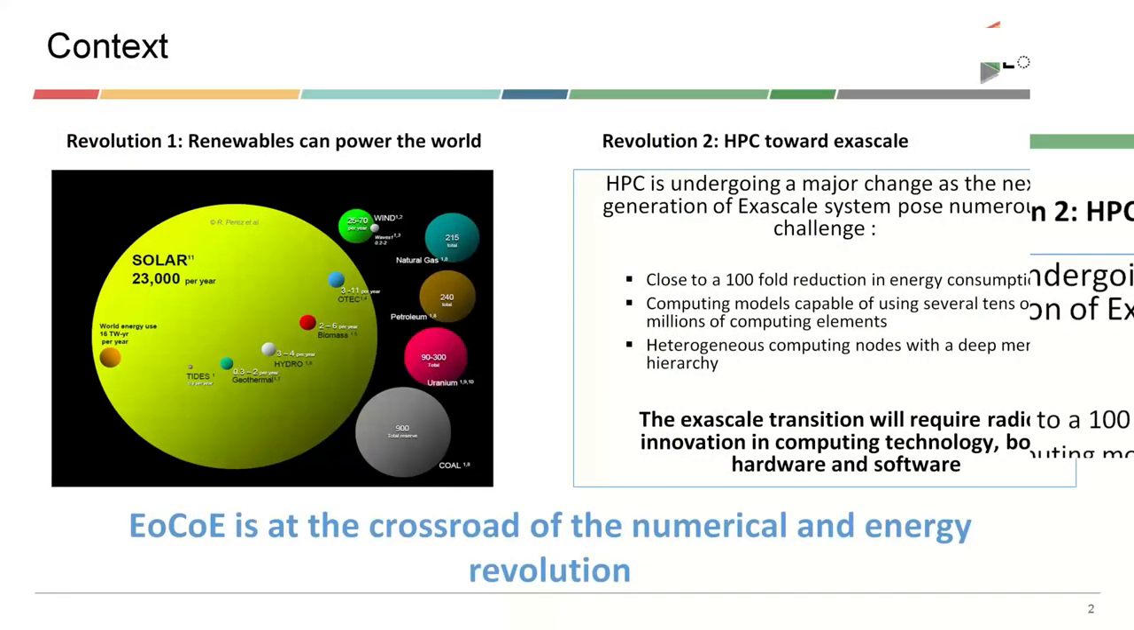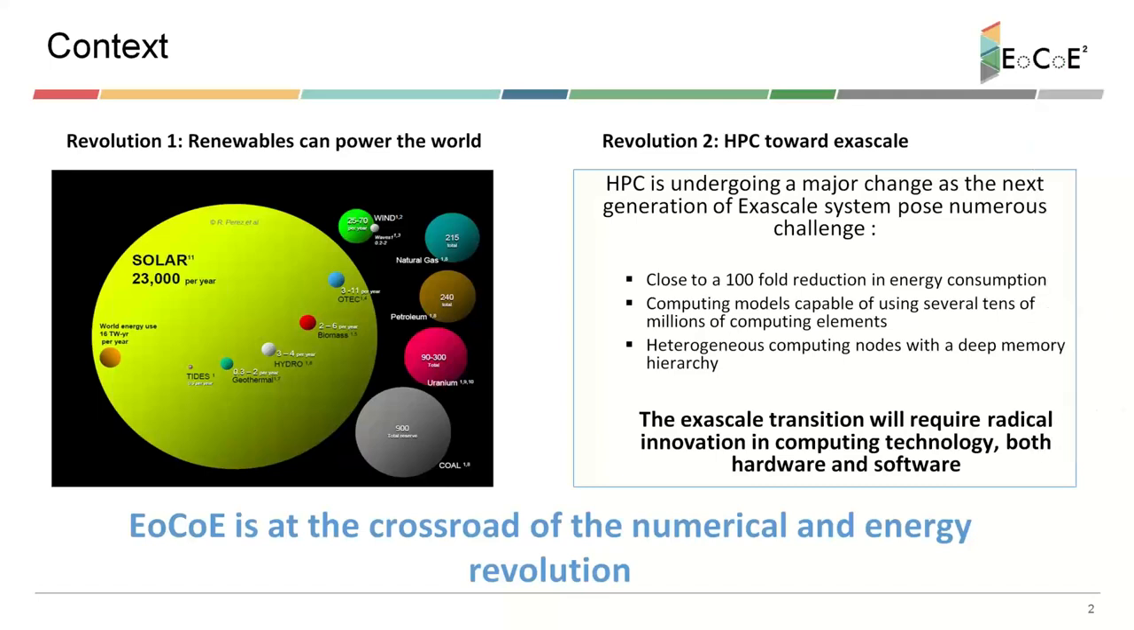The context in which there is this center of excellence is that we are facing two revolutions. On one side, there is an energy revolution, as you can see on the left. We are still using coal, uranium, petroleum, natural gas, but we have to move urgently and quickly to renewables. So energy from solar, from geothermal, hydro, biomass, and so on and so forth.